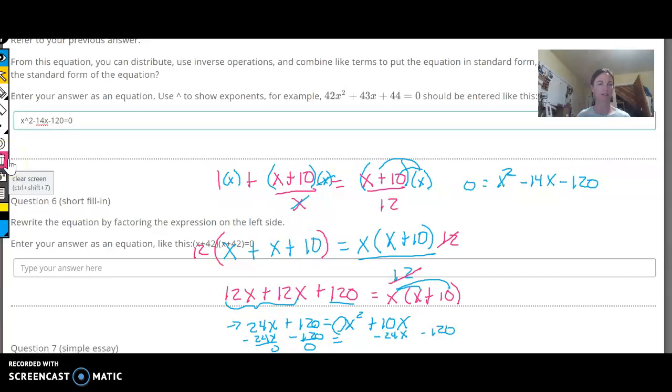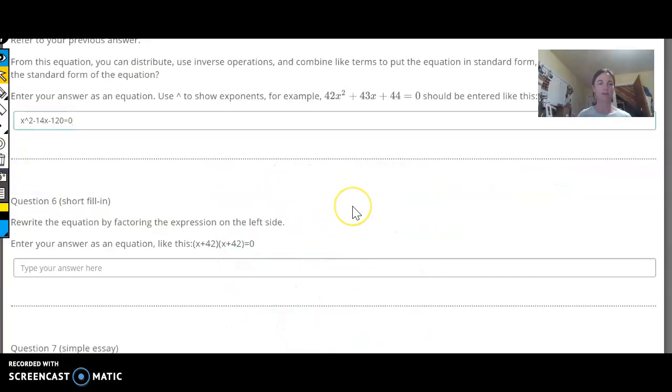And now, since we have that great equation, now we can factor it. Okay, so this is going back to what we did in the last lesson. And we need to find all of the factors of 120. And the factors that multiply together to become 120 have to add together to get negative 14. So let's just start with our factors of 120.